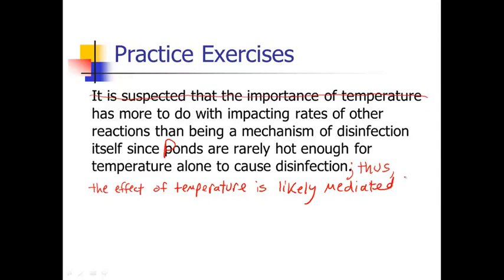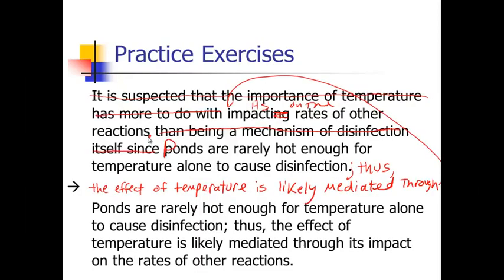So it's likely mediated through, and then I'm going to go back up to here, so through its impact on the rates of other reactions, and then getting rid of this. Notice that being a mechanism of disinfection itself, that's a repeat. We already said it's not a mechanism of disinfection itself when we said that ponds are rarely hot enough to cause disinfection. So that was repetitive, so we can end right there. So this one can be edited to something like, ponds are rarely hot enough for temperature alone to cause disinfection, thus the effective temperature is likely mediated through its impact on the rates of other reactions.